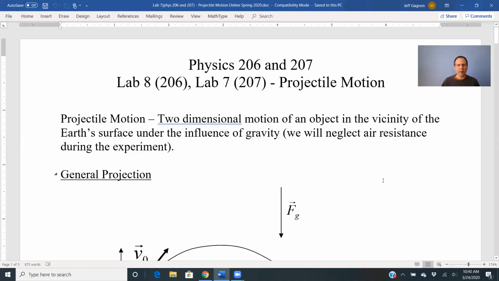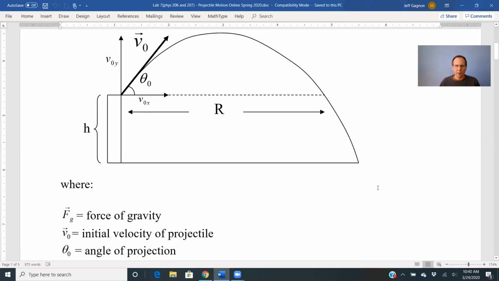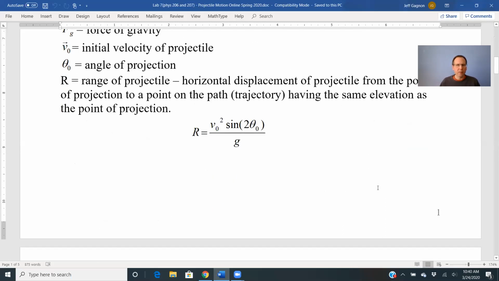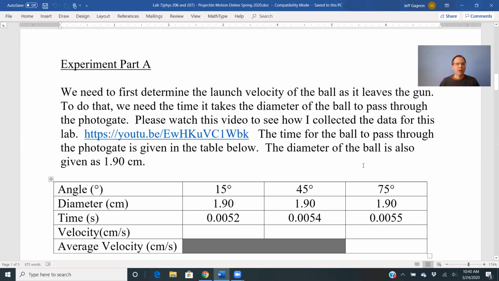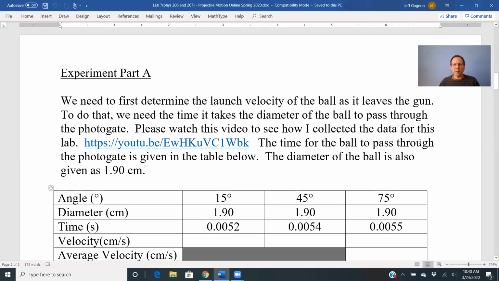Okay, so let's look at the lab report handout itself to see what we need to do for this particular lab. So the first page is just some of the background information I already went over. The range formula, very important. Okay, so for the first part of the experiment, the first thing that we need to do is determine the launch velocity of the ball, the speed at which the ball leaves the gun.